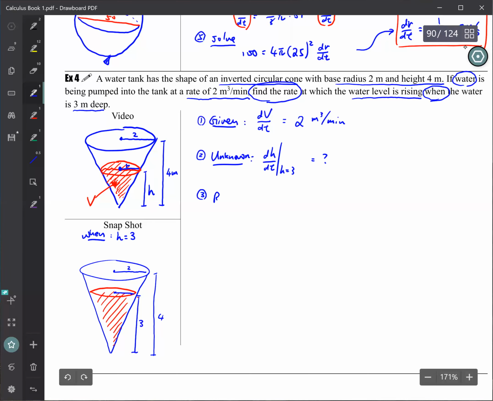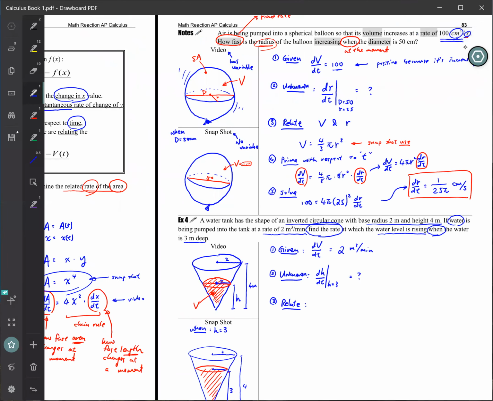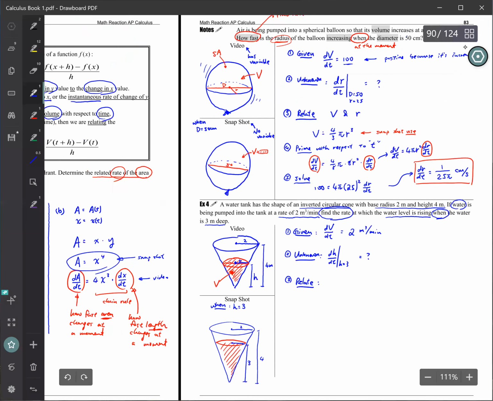Okay, so step 3 is to relate, right? So what will be the variables that we want to relate? John? To relate the... Well, you can look at what we did before, right? Oh, just the height and the volume? Yeah, so H and V.